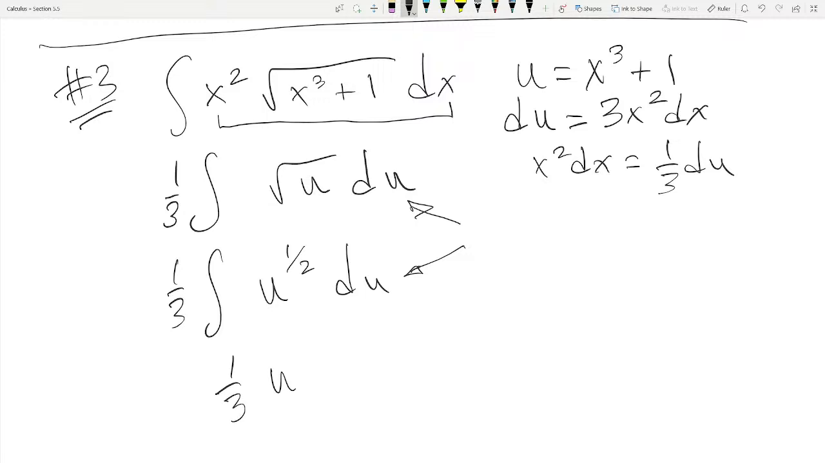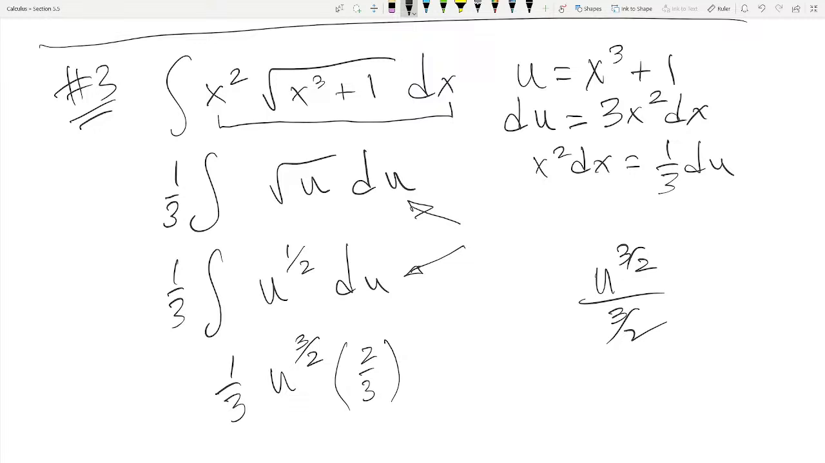1/2 plus 1 will be 3/2. Then I divide by that very 3/2. Now, when you're dividing by a fraction, that's the same as multiplying by the reciprocal. Okay, so let me go over here on the side. It's u to the 3/2 divided by 3/2.